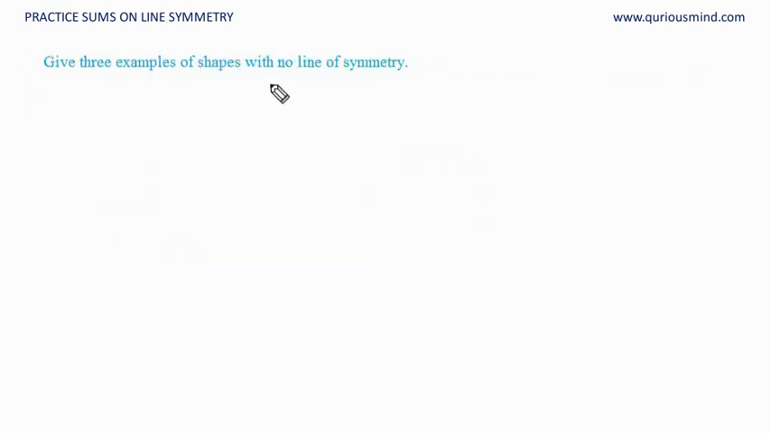Give three examples of shapes with no line of symmetry. We have seen that the scalene triangle, which does not have any sides equal, is an example of a shape where there are no lines of symmetry. So, that is one. Scalene triangle.